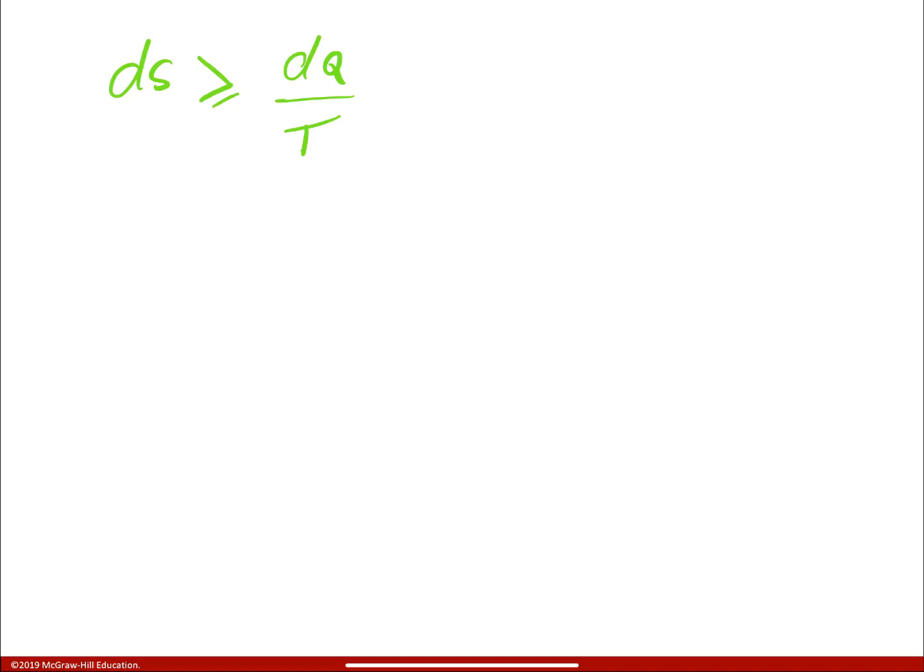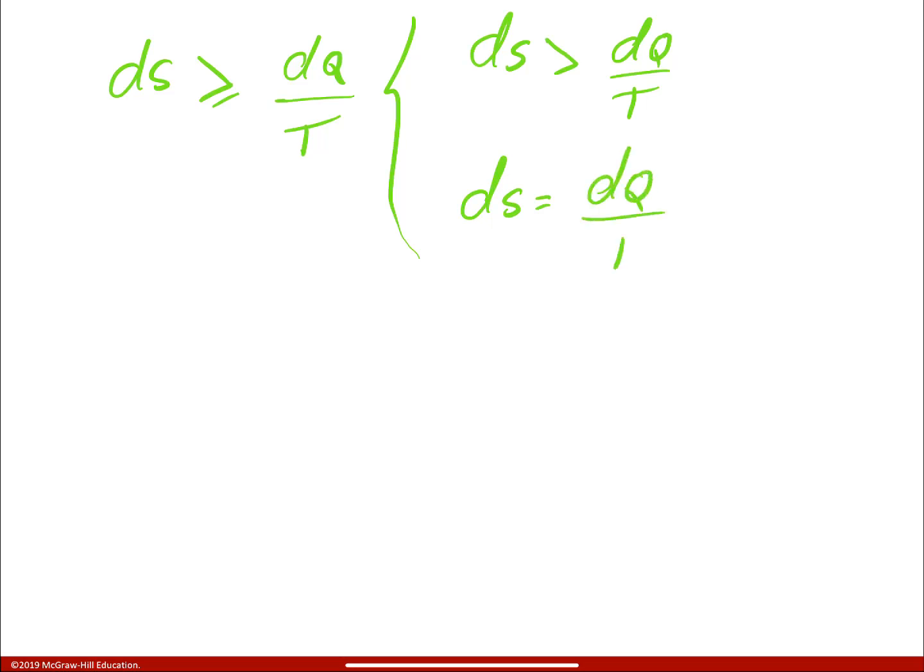So the analysis that we're going to do with this is very important. We have two cases. A case in which dS has to be more than dQ over T, and a case in which dS has to be equal to dQ over T. The analysis that we can conclude from these relations is very important.